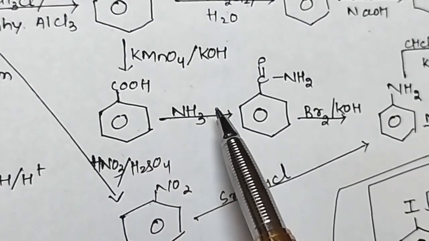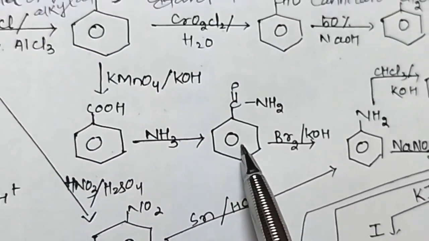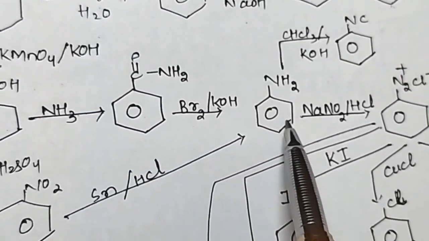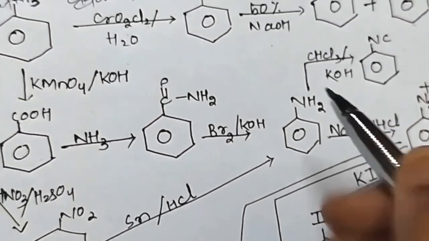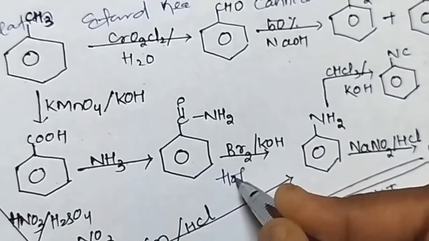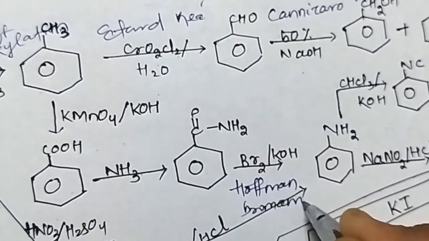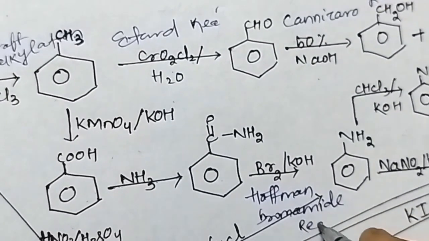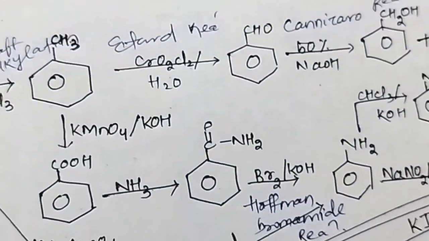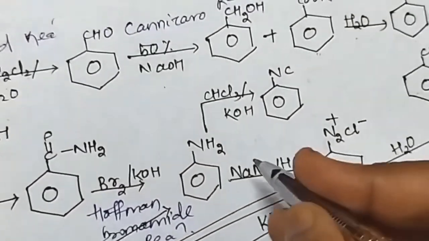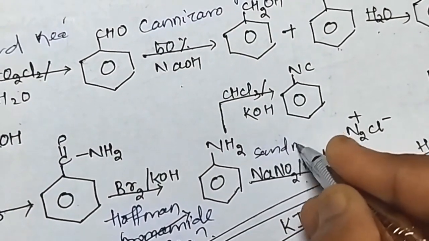When benzoic acid is treated with NH3, then benzamide is formed, and when benzamide is treated with Br2/KOH, then amine is formed. And this reaction is known as Hofmann-Bromamide reaction. When amine is treated with NaNO2/HCl, then this reaction is known as Sandmeyer reaction.